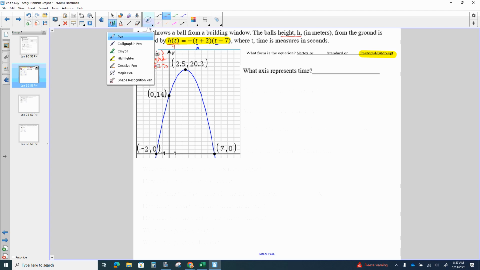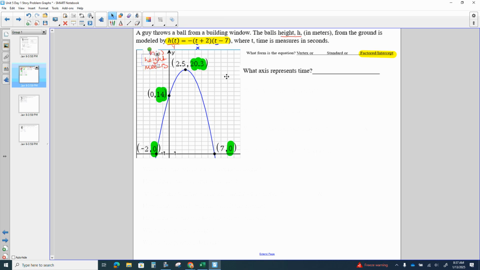So if I come here, I'm going to highlight all my y values. Every single one of these, this 0, 14, 20.3, this 0, all of those represent the height of the ball. So wherever that ball is thrown, that represents the height. All right. So the next one, I'm going to kind of jump over.